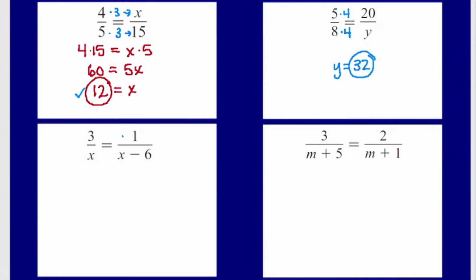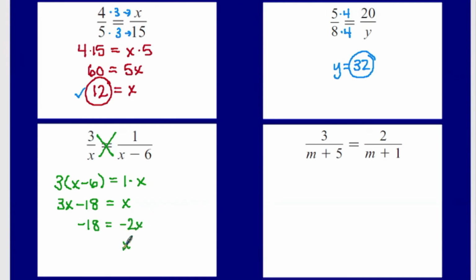Can't really do that on the next one because 1 times 3 would give me 3, but what's that bottom part times 3 going to give me? That doesn't even help. So let's go back to that cross multiplying method. I'll take the 3 times the x minus 6 and the 1 times the x. Distributing the 3, 1 times x is x. I need to get my x's on the same side. I think I'll subtract 3x from both sides. And then divide by -2 and I get 9.